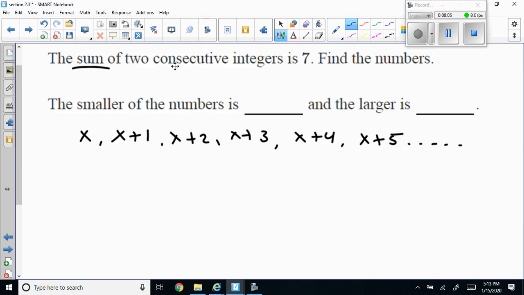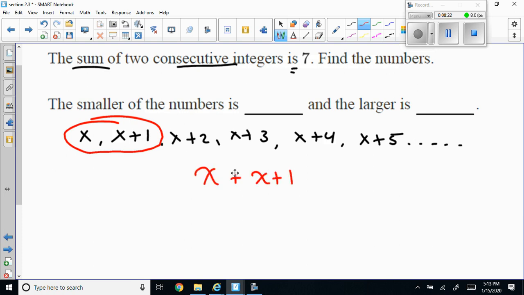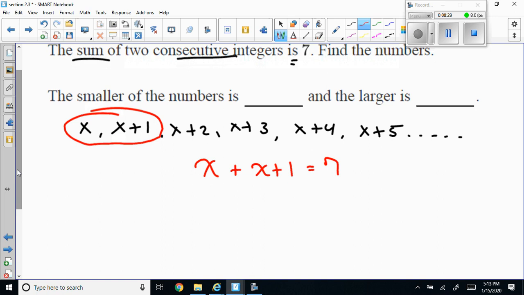So we're going to do the sum of 2 consecutive integers is equal to 7. We're going to grab 2 of these pieces because I need just 2 of them. If they said find the sum of 3, then I would grab 3 of those pieces, correct? So I'll go x plus (x plus 1) equal to 7, and then I'll solve. Let's see what you can do. Take about 15 seconds to solve that.